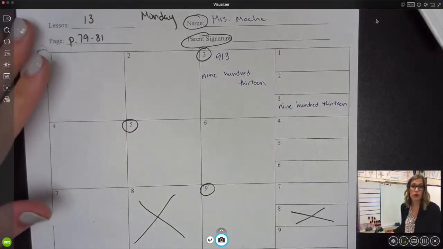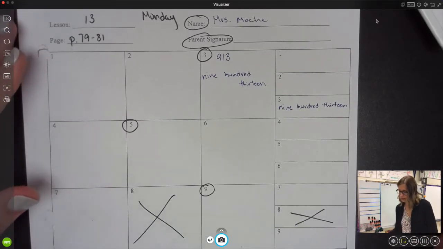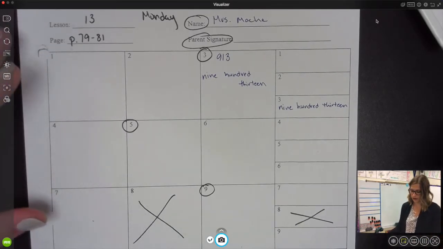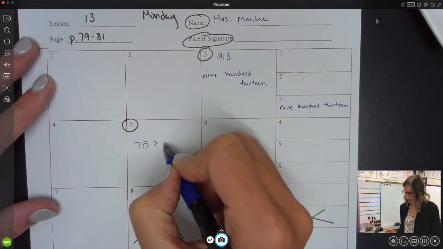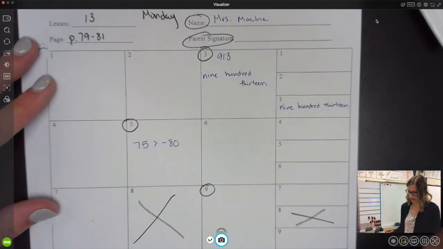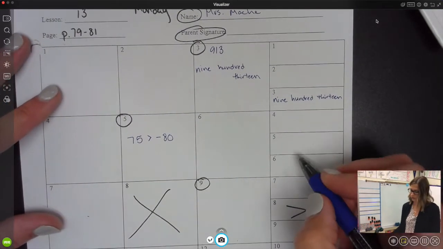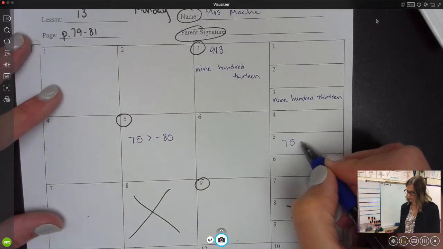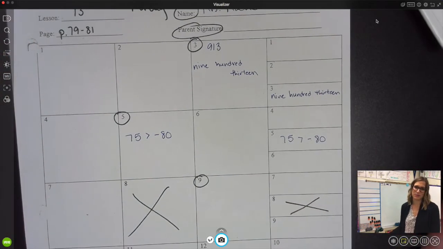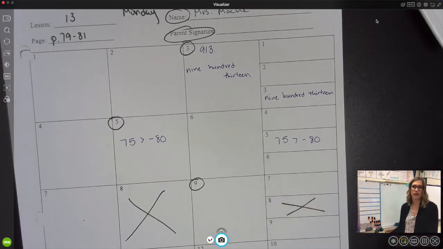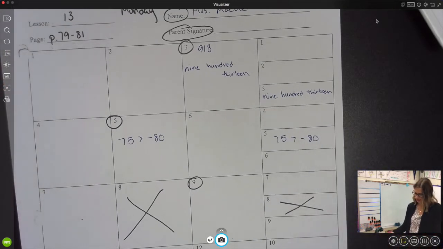All right, so what we're going to do is we're going to say 75 is greater than negative 80. Write the same thing over here in the box. I always like to think of it like temperature. Whatever's greater is what's warmer. What's warmer, 75 degrees outside or negative 80? Well, 75, right? So 75 is greater than negative 80.